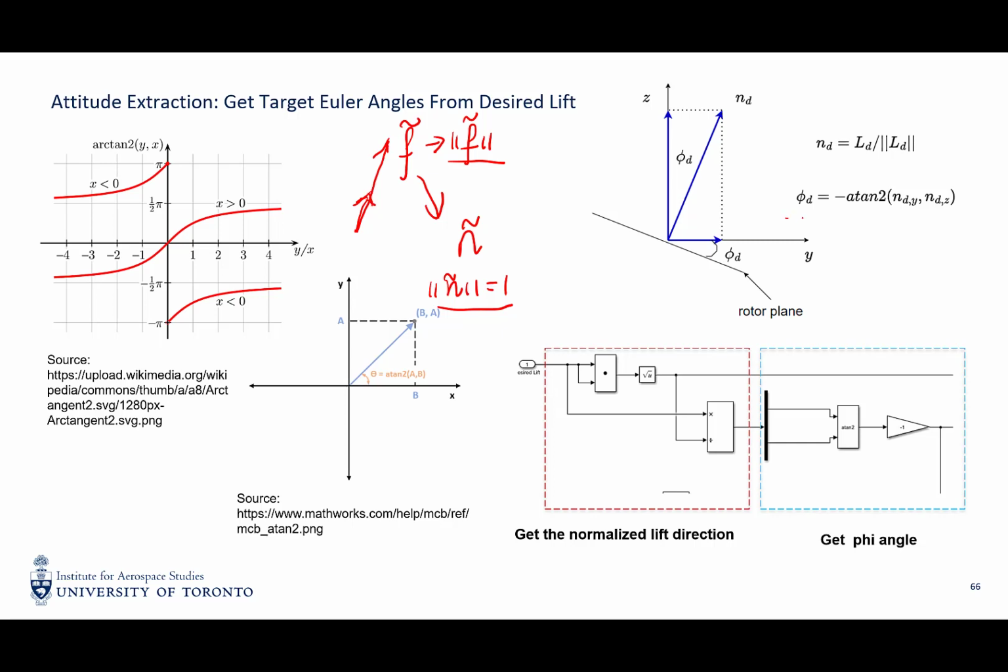So then by using the arctangent tool, this is your desired direction. And by using the arctangent tool, we can calculate the desired phi angle as well as the desired theta angle, roll and pitch.